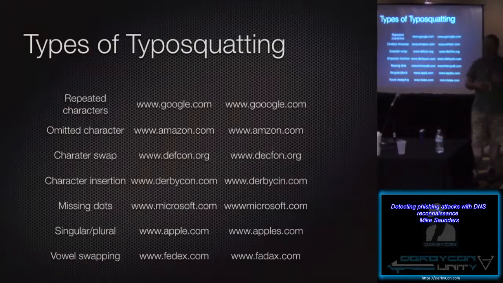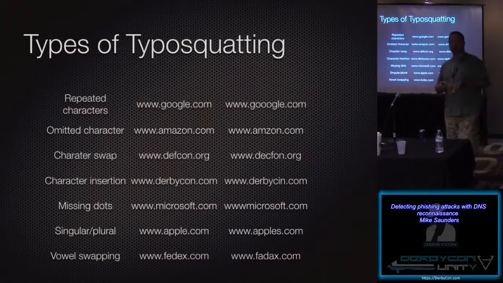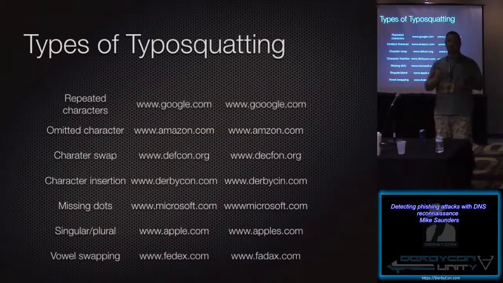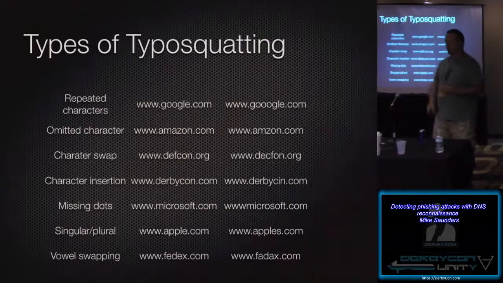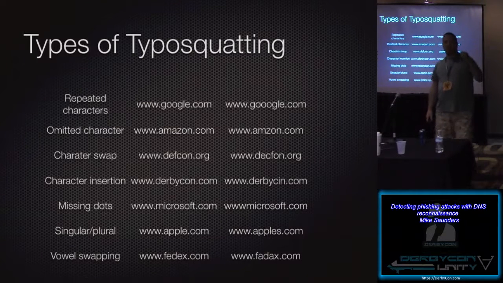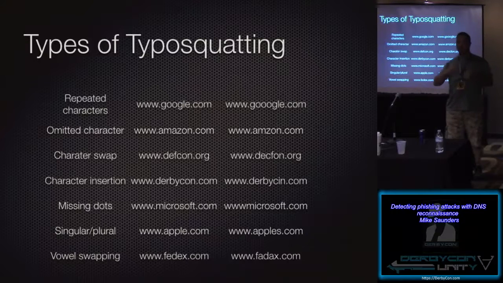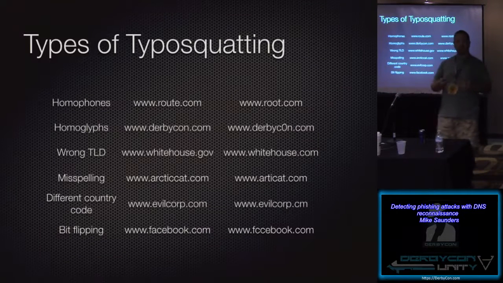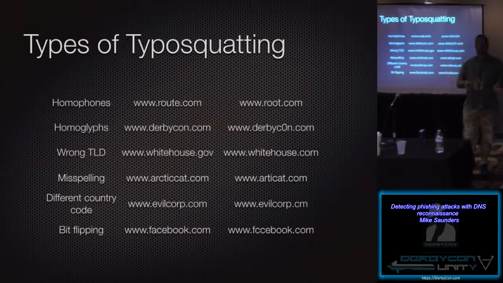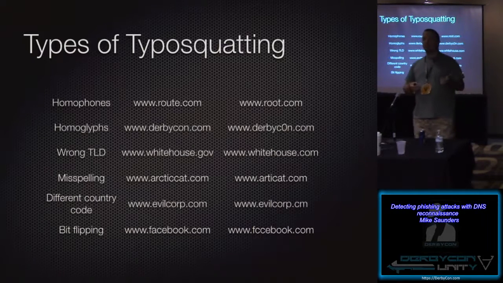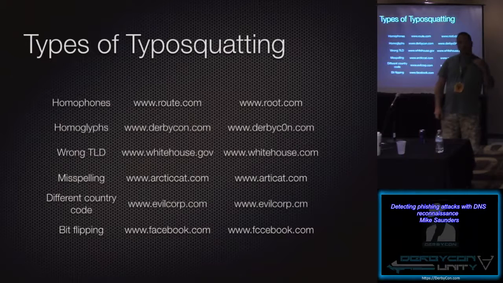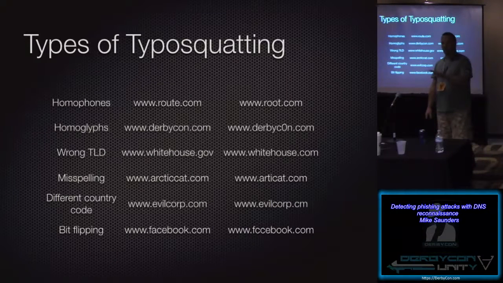You also have things like missing dots, like www.microsoft.com versus wwwmicrosoft.com. decfon.org versus defcon.org, a character swap. They also use things like making something singular or plural, or changing vowels around. There's one called homophones, which are words that sound alike, not really useful in phishing attacks. One that is very useful is homoglyphs. Again, characters that look like other characters, using an I in place of an L, or using a 1 or L in place of an I, things like that. The wrong TLD, whitehouse.com versus whitehouse.gov, right?